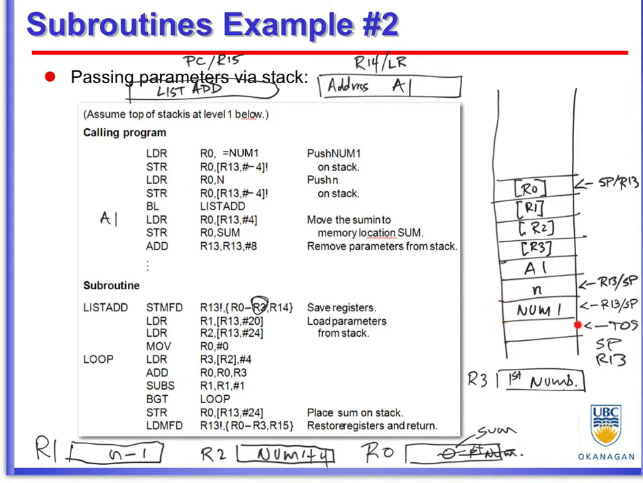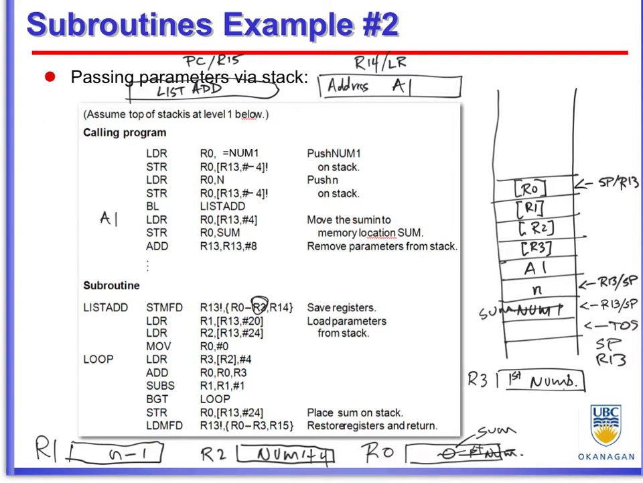Okay? And what are we going to store there? What's in R0, which is the sum? So we're going to overwrite this, and we're going to put sum in there instead. Okay? We don't need num1 anymore because we're done adding up the numbers. So we overwrite that parameter with the result.